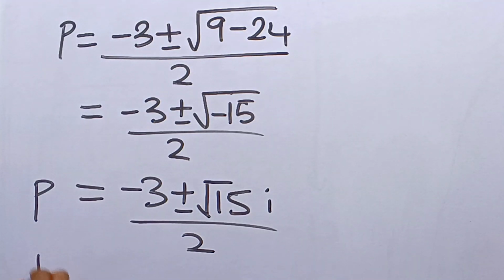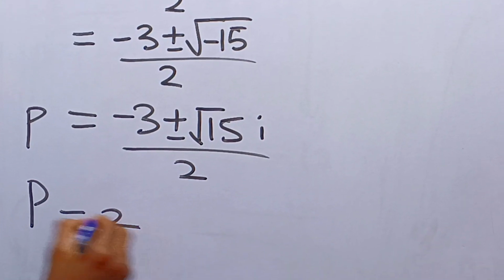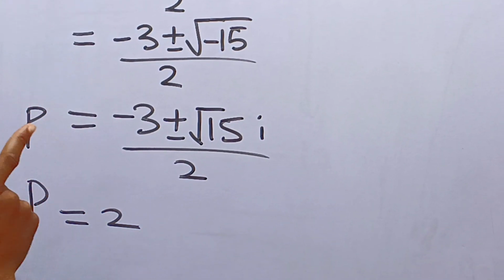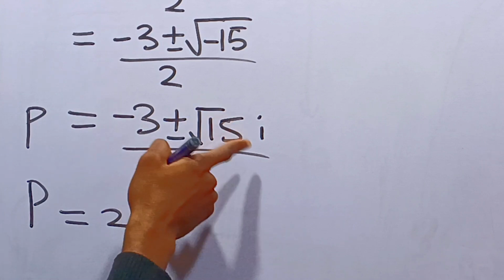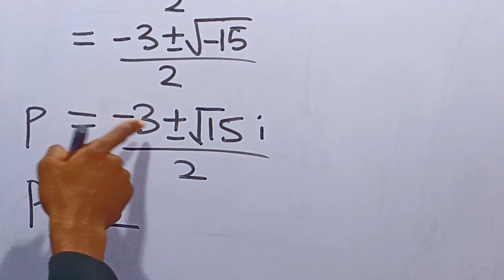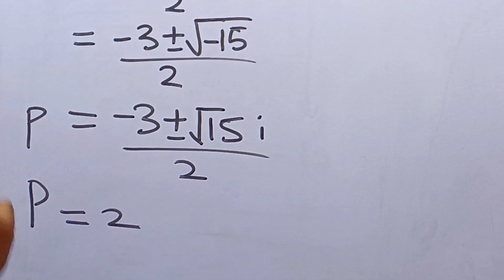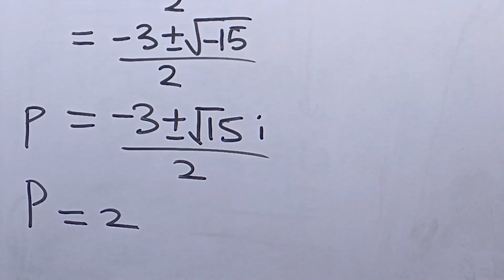So the first answer for p is that p is equal to 2. The second answer is that p is equal to minus 3 plus root of 15i over 2, or minus 3 minus root of 15i over 2. So these are the answers to this question.